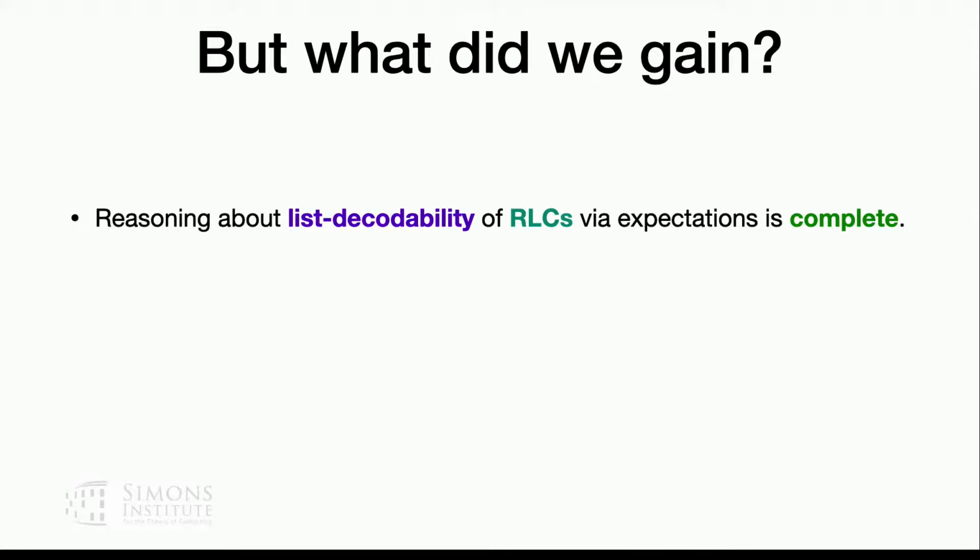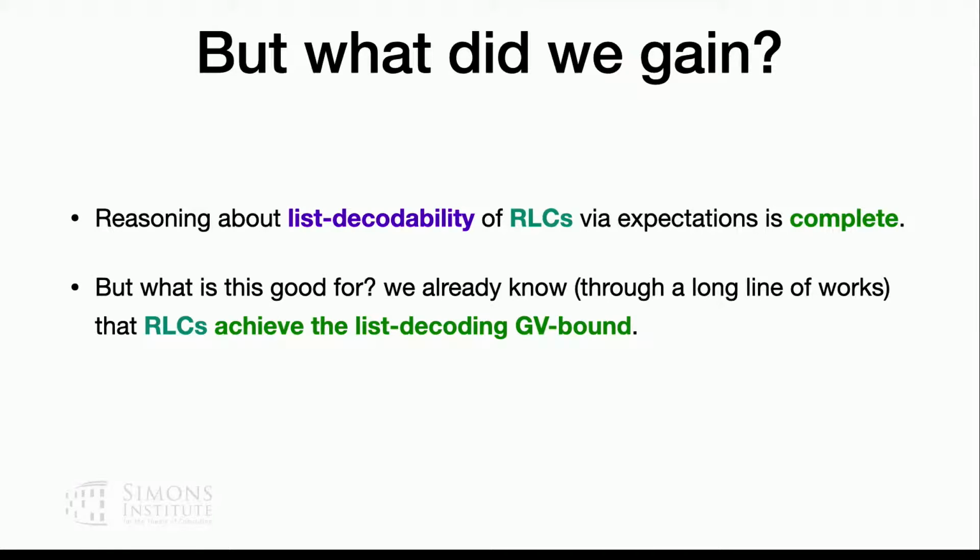So, we know that reasoning about list decodability of random linear codes via expectations is a complete method. But what is this good for? Well, in fact, as a way of reasoning about random linear codes, it's not good for that much. First, it doesn't actually tell us how to prove that. It tells us that a certain method that we already have for proving list decodability of random linear codes is in fact complete, but we already had the method, we just didn't know that it's complete. Now we know, we're reassured, that's good.